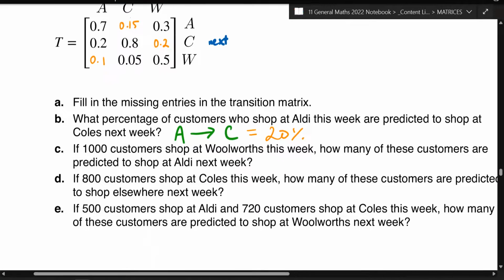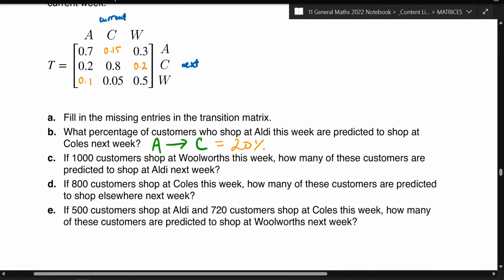Okay, question C. If 1,000 customers were to shop at Woolies this week, how many are going to be shopping at Aldi next week? So what this is saying is Woolies to Aldi. Okay, so what's the percentage of Woolies to Aldi for now? Anyone want to tell me? Woolies to Aldi? Yeah, 30. So Woolies to Aldi will be 30%. So now we're not quite finished yet.